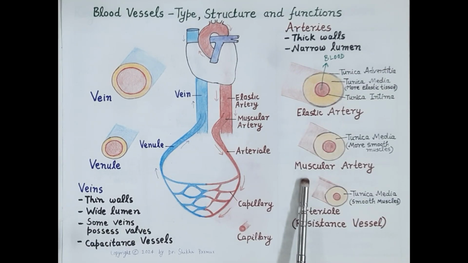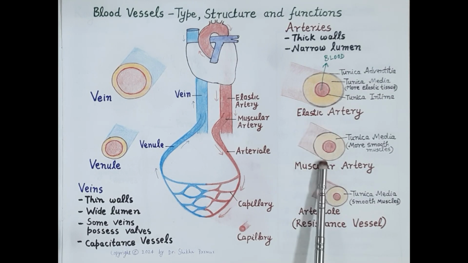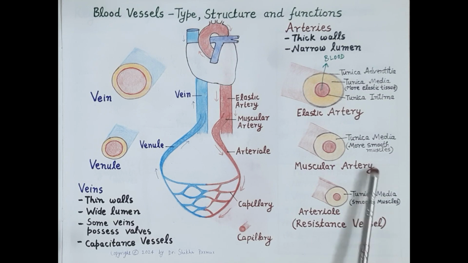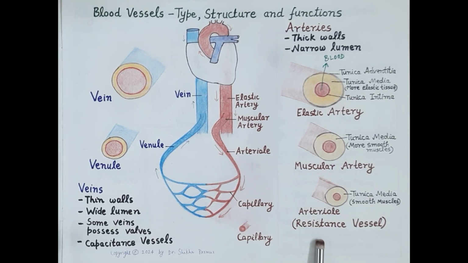Now, another type of arteries are the muscular arteries. Now, muscular arteries are also known as the distributing arteries, like for example brachial artery, radial artery. Now, these arteries, they receive the blood from the elastic arteries. Now, the wall of these arteries possess comparatively more of smooth muscles and less of elastic tissue. Now, these arteries, they branch into smaller arteries and arterioles.